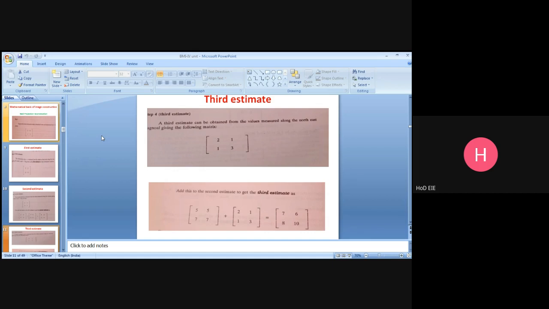And you are getting this value as 2 comma 1. Here you are not taking the attenuation. You are not attenuating your upper right corner, so you will be getting this 2 comma 1, 1 comma 3 matrix. Here you are not taking into account your attenuation factor. So the value you are getting is 2 comma 1, and 1 comma 3.